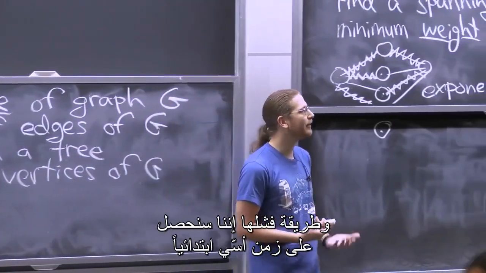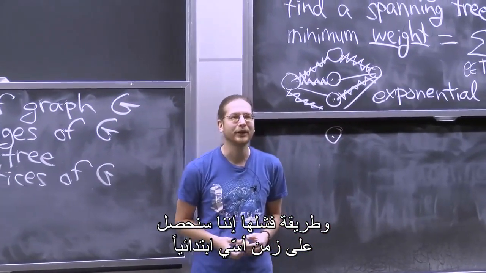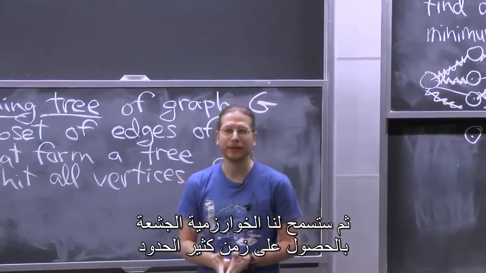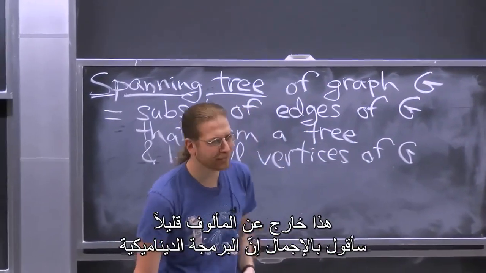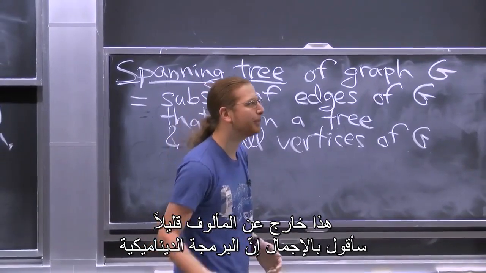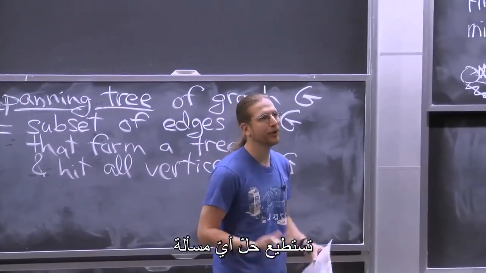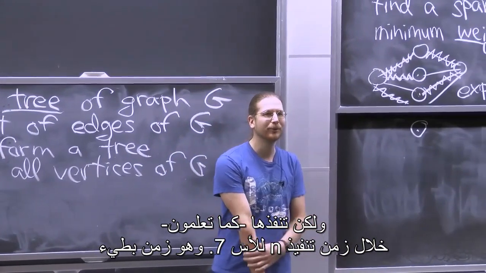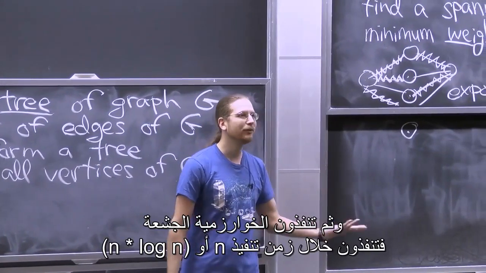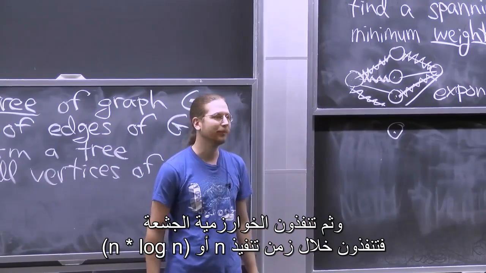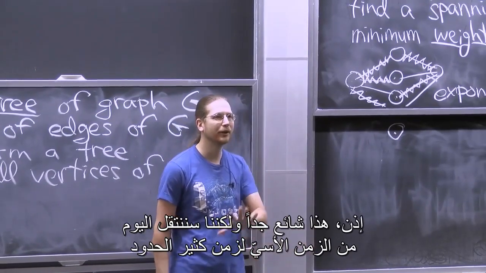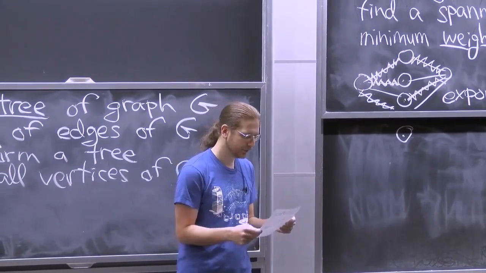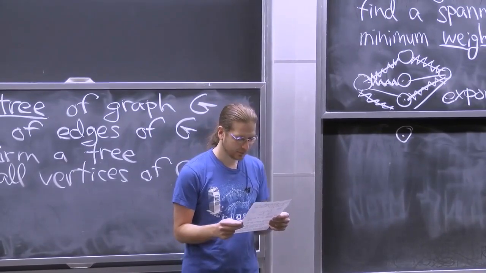But the way it's going to fail is we're going to get exponential time initially, and then greedy will let us get polynomial time. This is actually a bit unusual. I would say more typically, dynamic programming can solve anything, but with n to the 7 running time, something slow. And then you apply greedy, and you get down to like n or n log n running time. So that's more common. But today, we're going to go from exponential down to polynomial. And that's pretty nice.